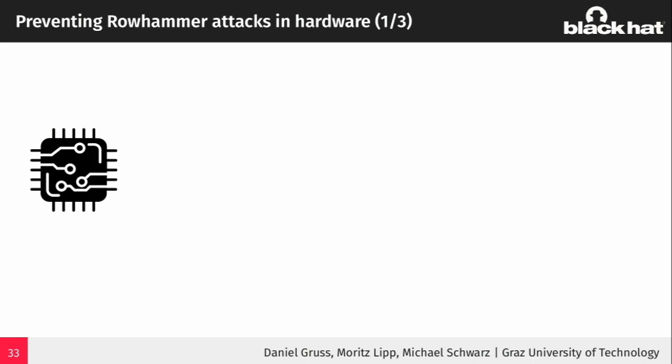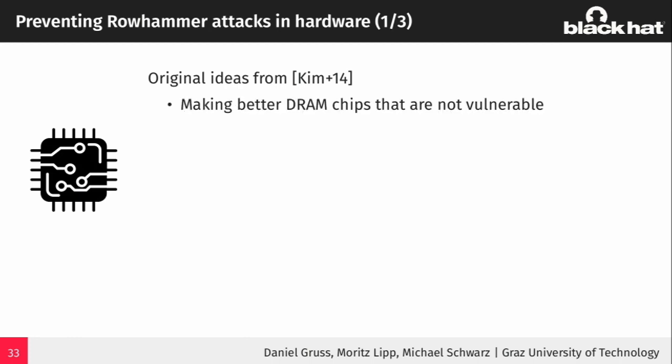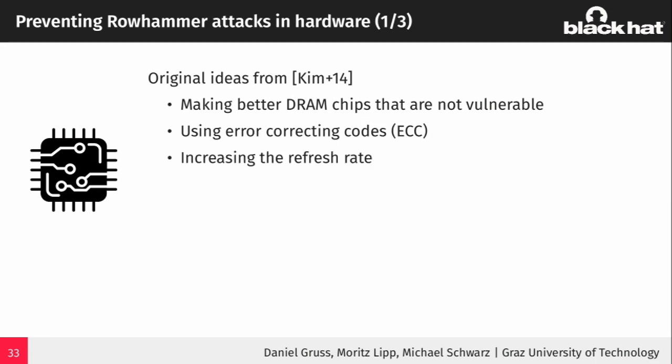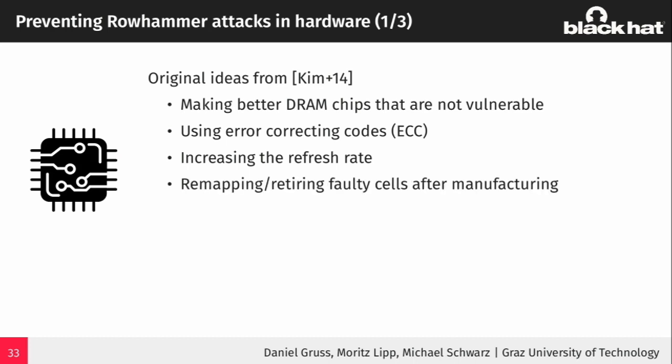So there are also some other solutions that we have in hardware. The original ideas were proposed in the Kim et al. paper that showed that we have those bit flips. So an easy approach is we just make better DRAM chips that are not prone to bit flips at all. Or we use ECC, like Daniel described now, or we just increase the refresh rate. But all of that is not sufficient. ECC is a good way to go.